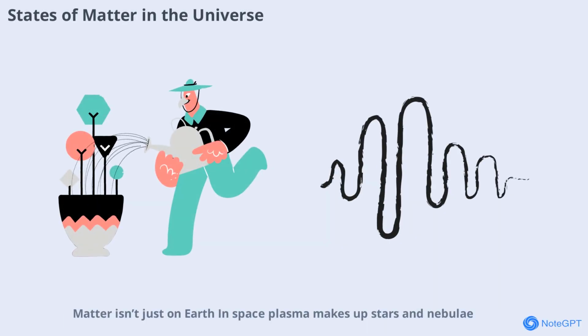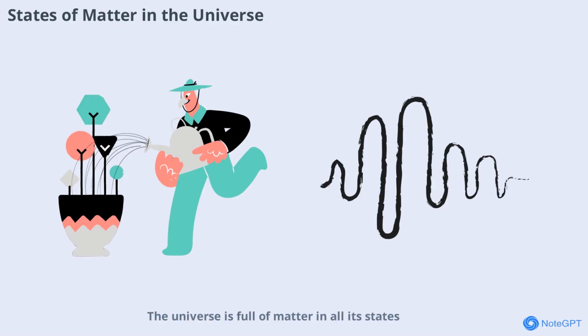Matter isn't just on Earth. In space, plasma makes up stars and nebulae. Gases form giant planets and solids make up asteroids and moons. The universe is full of matter in all its states, showing just how important these forms are everywhere.